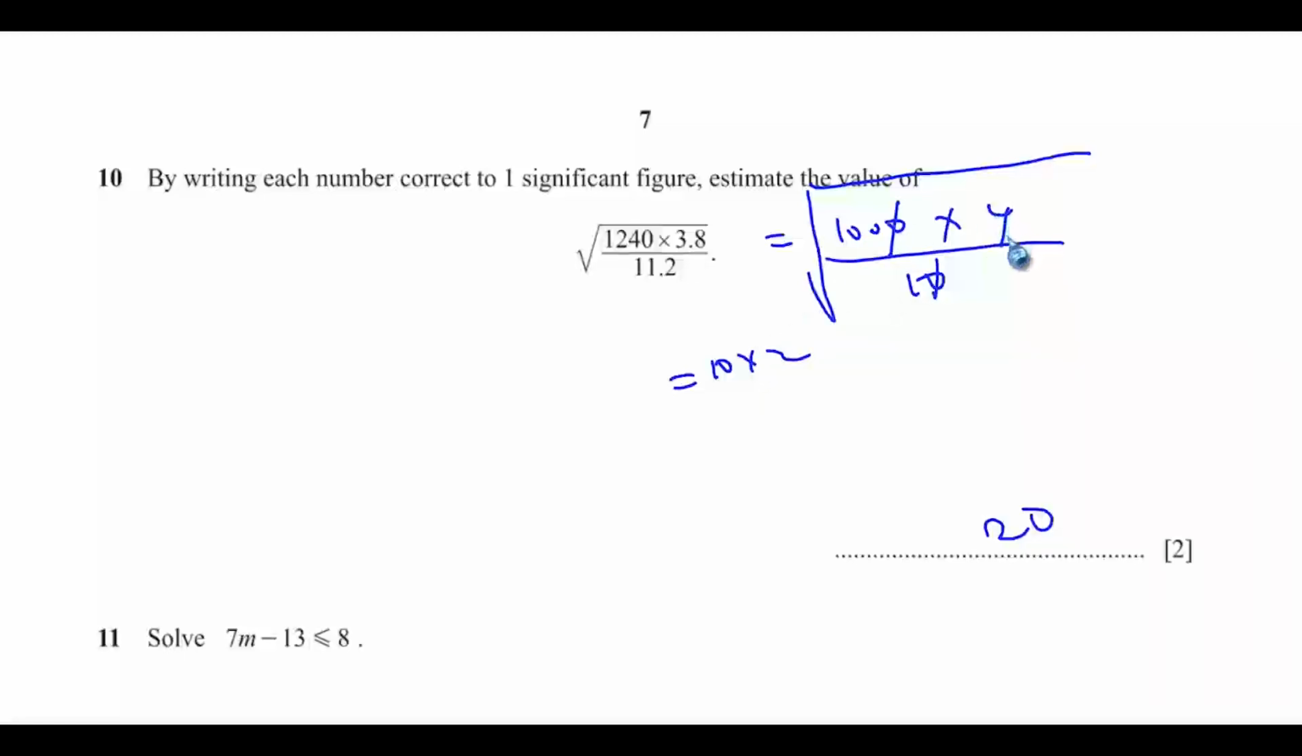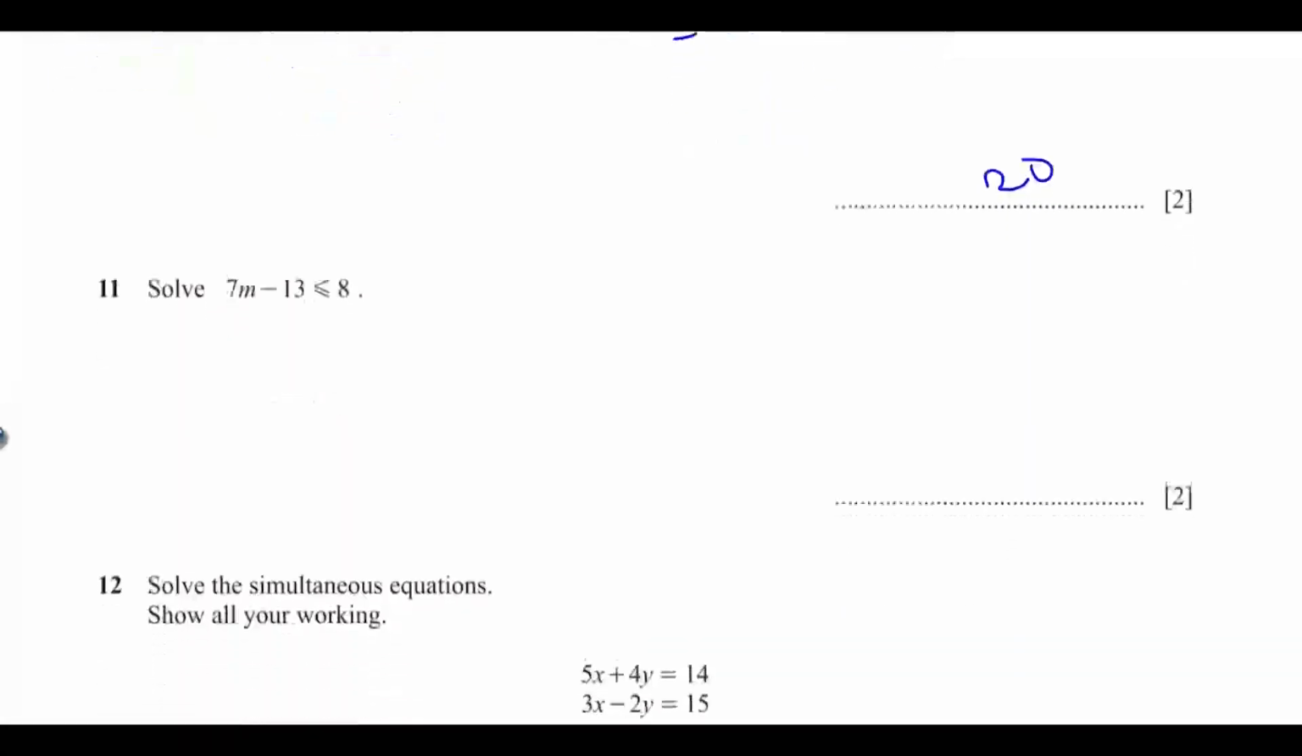The square root of 4 is what? Is 2. So you can split them because you have multiplication between them. So let me write here, square root of 100 times 4 is the same as square root of 100 times square root of 4. So this will give you 10 by 2, 20.